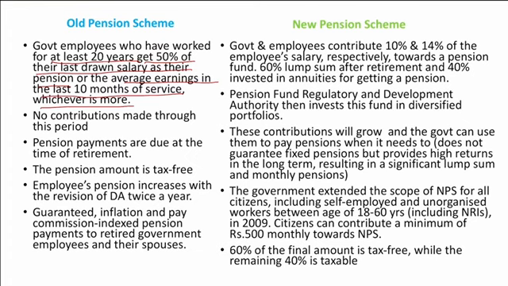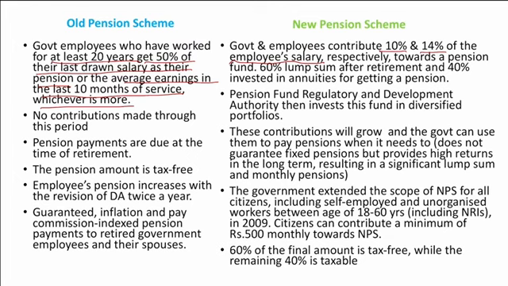According to the new pension scheme, the government and the employees would contribute 10% and 14% of the employee's salary respectively towards the pension fund. And they would get 60% lump sum after retirement and 40% invested in annuities for getting a pension. We'll come to the specifics of it.